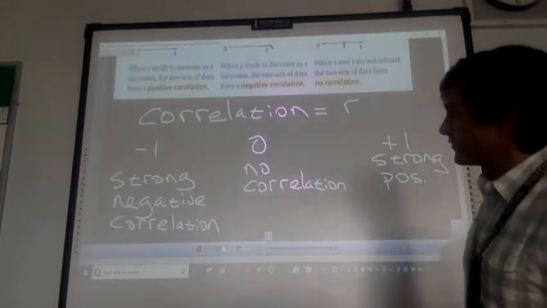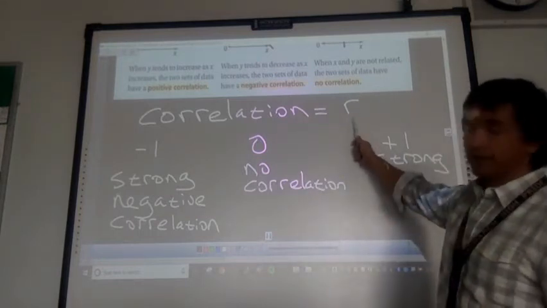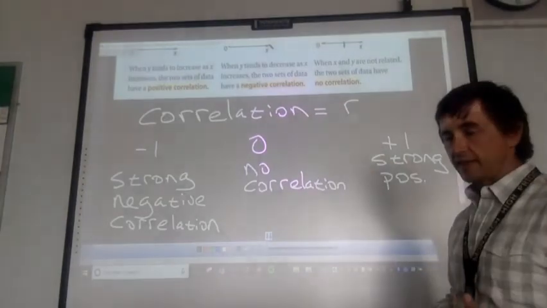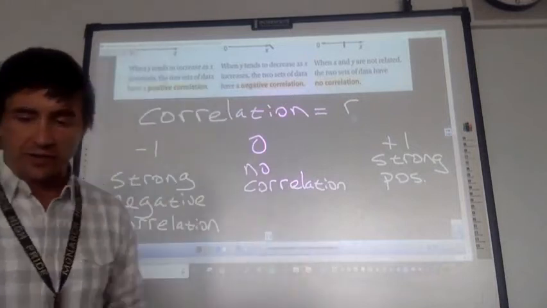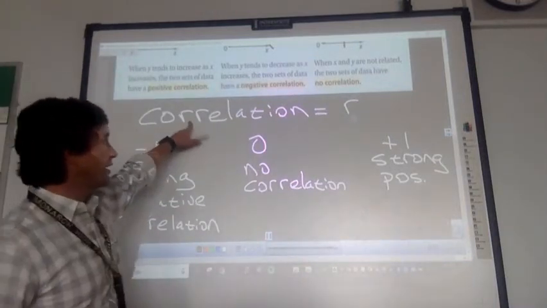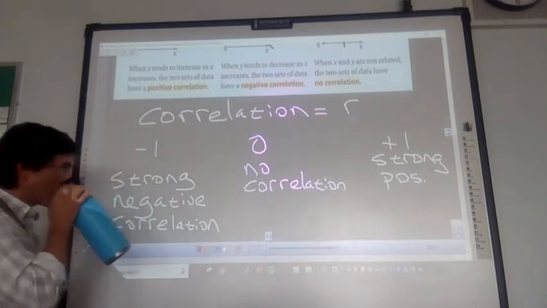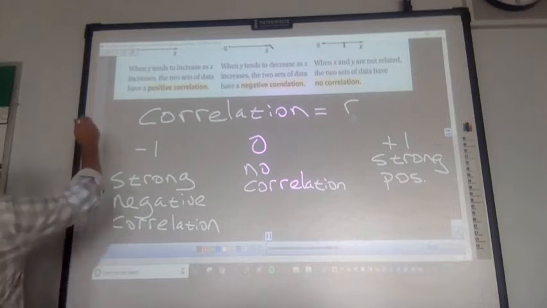Correlation ranges from -1 to +1. Correlation is represented by the letter R. I think eventually they start running out of letters, so they just start using new letters. It's got 2 R's in it, so maybe that's why they chose an R. C is used in other mathematical formulas, so they didn't want to use that one.